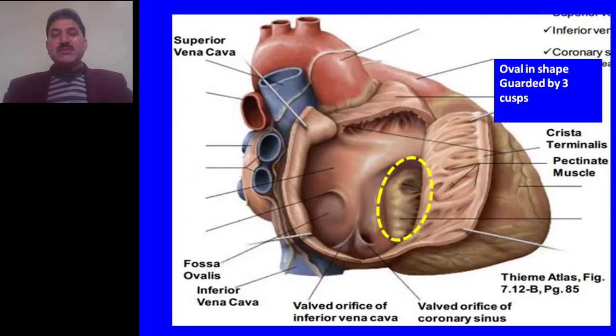Tricuspid valve is a communication between the right atrium and the right ventricle. This valve is guarded by three cusps. They are named as anterior, posterior cusp, also called inferior, and septal. These cusps allow unidirectional flow of the blood from right atrium into right ventricle but do not allow blood to flow in reverse direction unless these cusps are damaged.